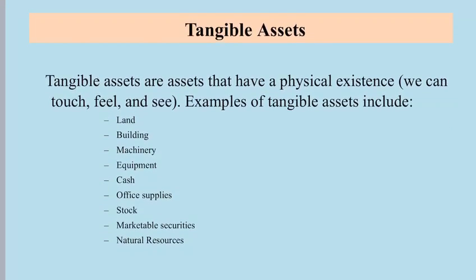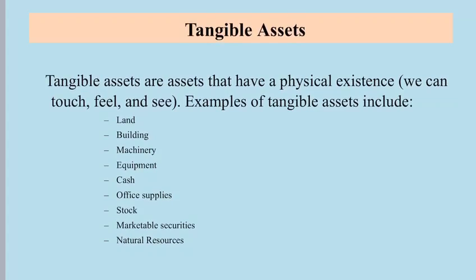Then the other basis of classification is whether it is a tangible or intangible asset. So all these assets, current assets or non-current assets, can further be classified as tangible or intangible. When I say tangible, tangible means anything which has a physical existence. Physical existence means which can be seen, which can be touched, which can be felt, which actually occupies a place and you have it with you. Such assets are tangible assets.